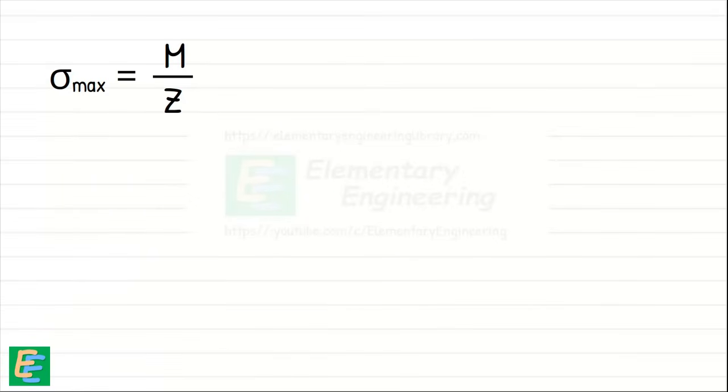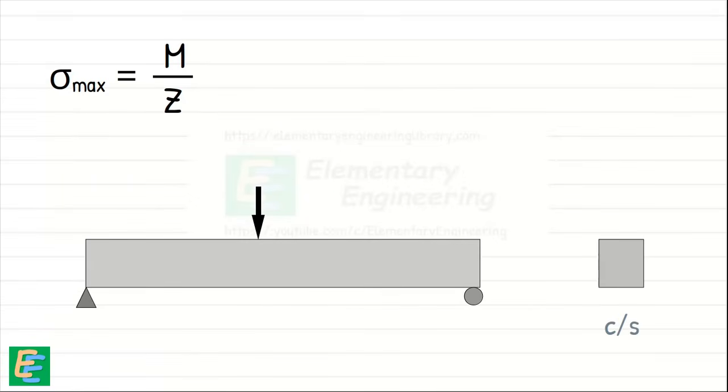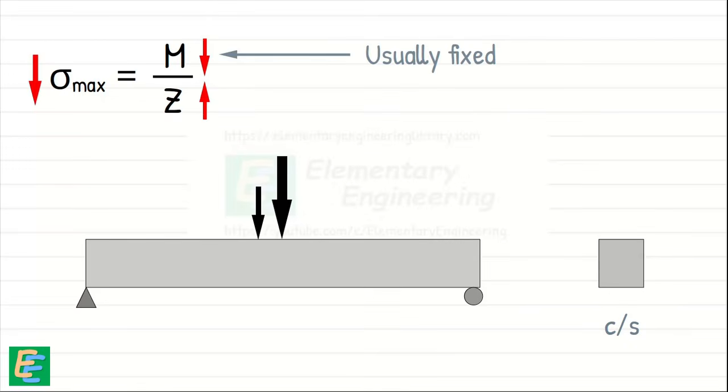Now comes the most important understanding. If we want a beam to carry more load safely, we must reduce the bending stress developed in it. And to do that, we either reduce bending moment or increase section modulus. Since the loading often cannot be changed or is predetermined, we can work with the geometry of the beam.